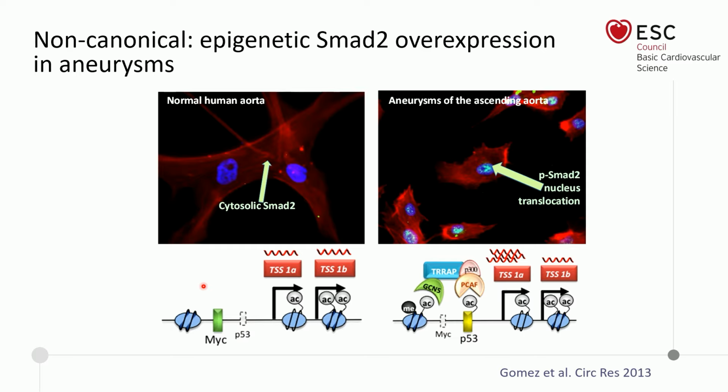In normal conditions, the activation of SMAD2 is repressed by the MYC transcription factors. But in the presence of thoracic aneurysm, there is a shift from MYC repression to P53 activation of promoters of the genes alpha smooth muscle actin and smooth muscle myosin heavy chain, producing expression of SMAD2. So there is a complete shift, and this shift is produced by acetylation, P53 activation, and acetylations.